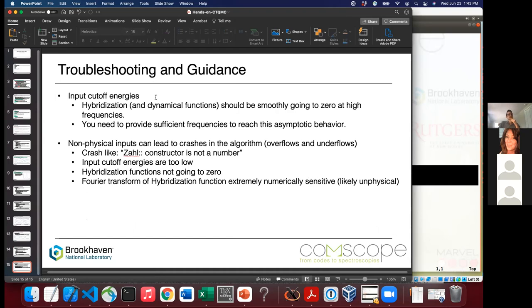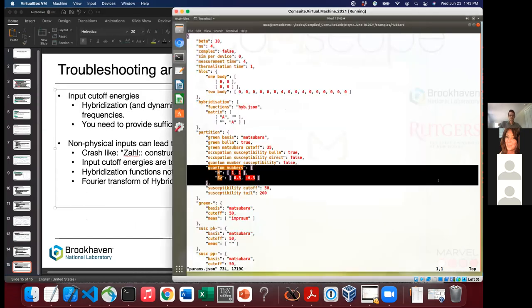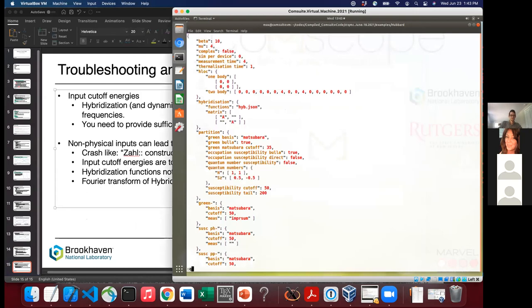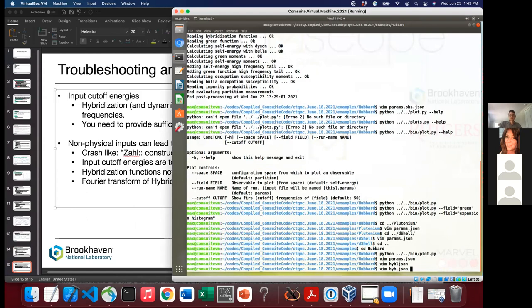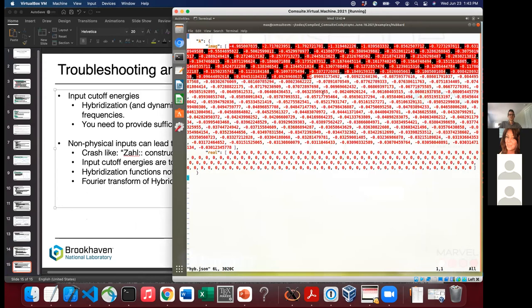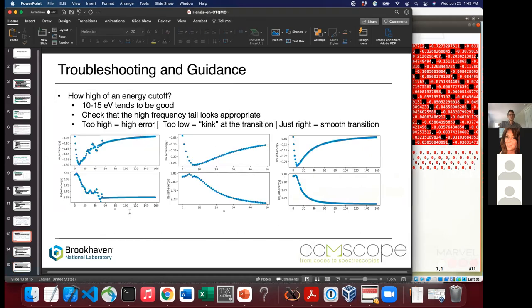The other thing that can cause problems is in your input functions. You're supplying this hybridization function for a certain number of Matsubara frequencies. If you use too few, it won't have started entering the region where it's nicely going to zero. These are self-energies which don't go to zero, but the hybridization should, like the imaginary part does.